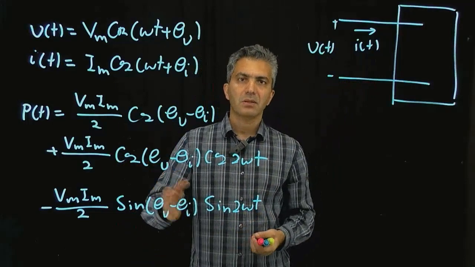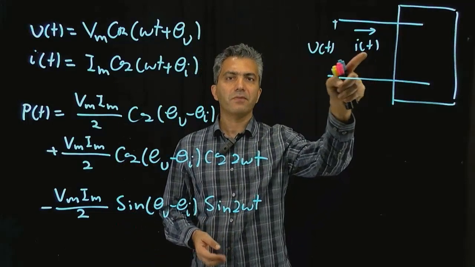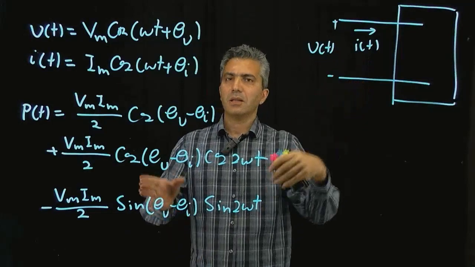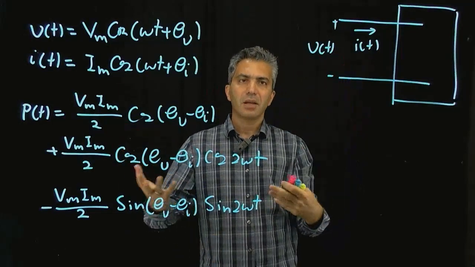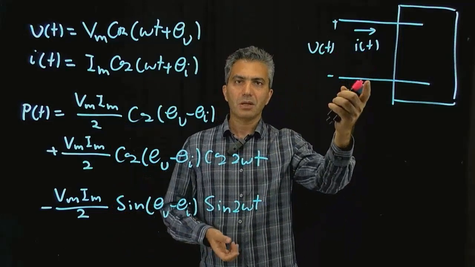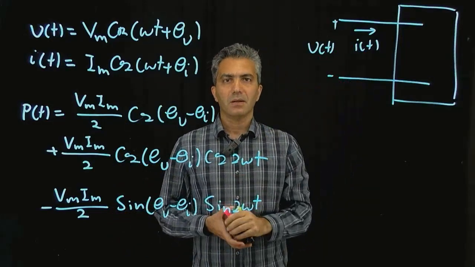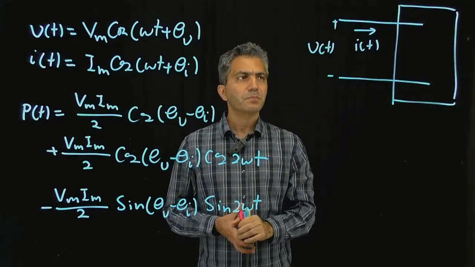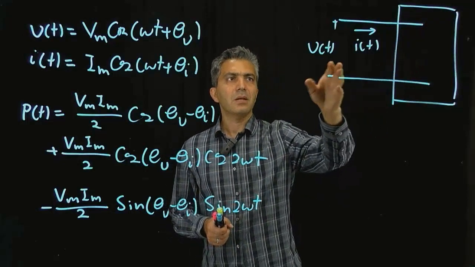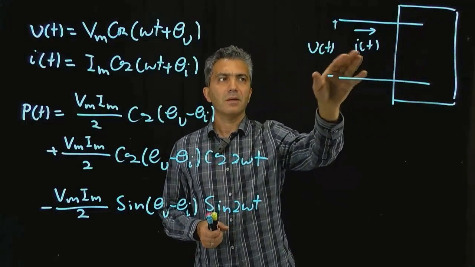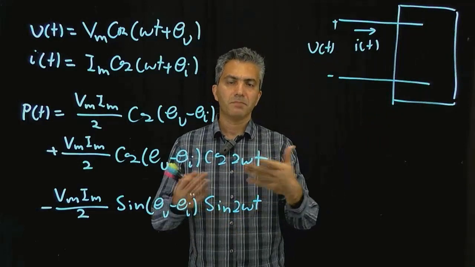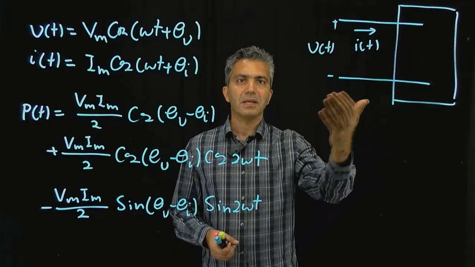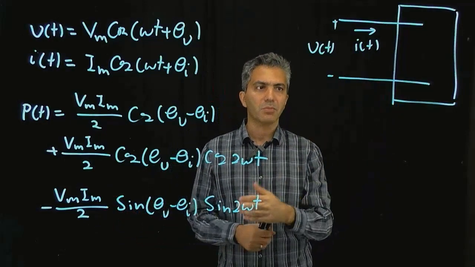In the case of resistors, if you recall, there was no phase difference between the voltage and current. In the case of an inductor, the voltage was 90 degrees ahead of the current, and in the case of a capacitor, the voltage was 90 degrees behind the current. But in the general case, the phase relationship between the voltage and current is not necessarily any of those cases. It could be anything in between.